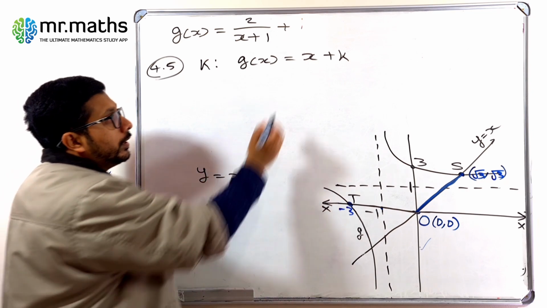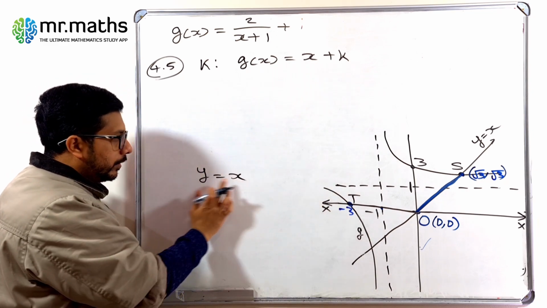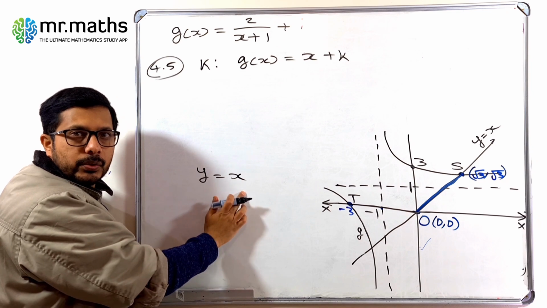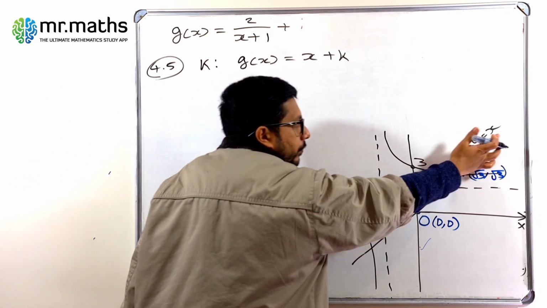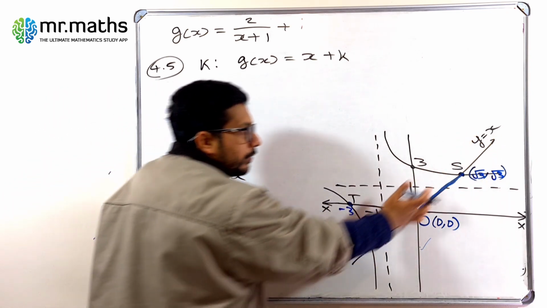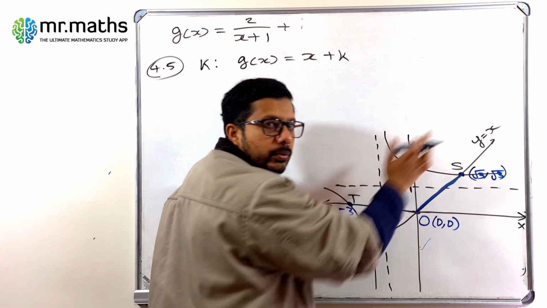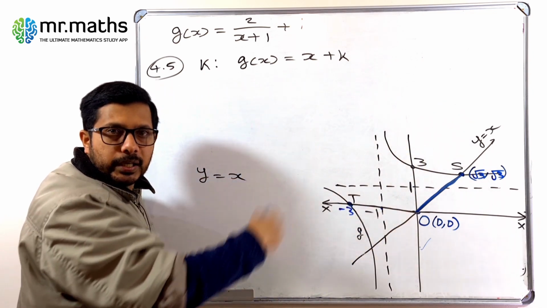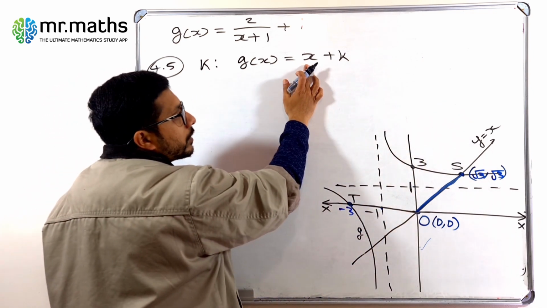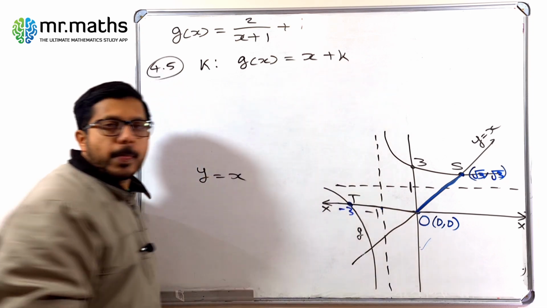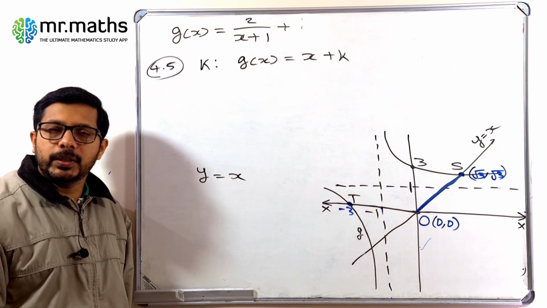Okay, so this x, what they are meaning by this graph, y is equal to x, this straight line graph. Can you see the straight line graph? Y is equal to x. They are talking about that straight line graph. Okay, then that straight line graph plus k. What is the meaning of that plus k?